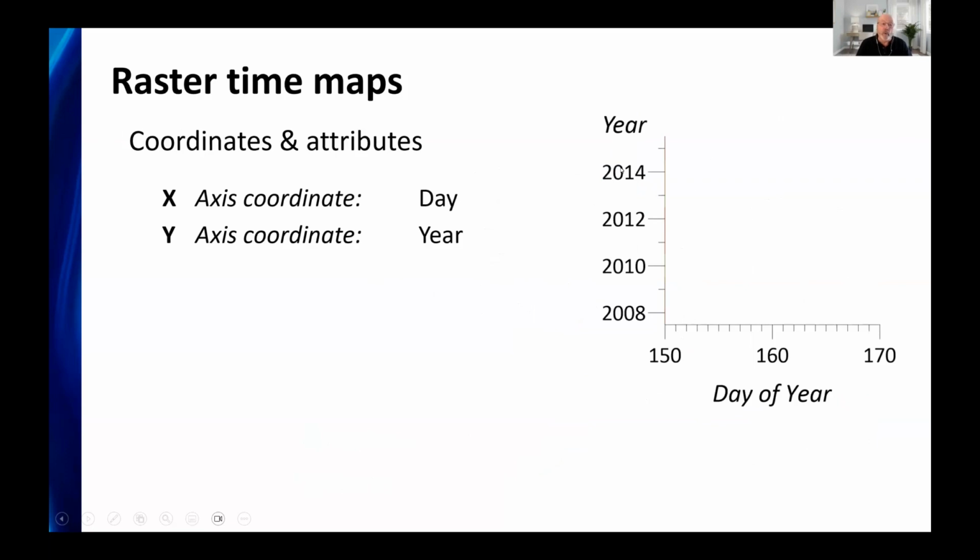I'm going to combine coordinates and attributes in order to show the data. The x-axis is the day of the year. The y-axis is the year. Now we have a nice rectangular coordinate system. But as far as the data itself, we're going to use the attribute of color for this.